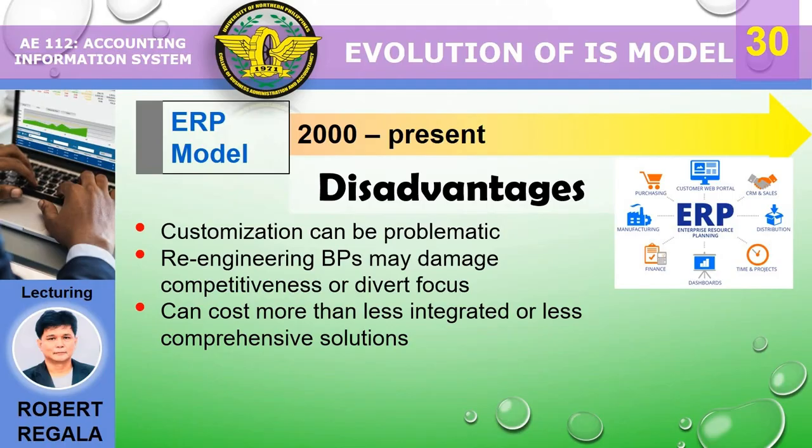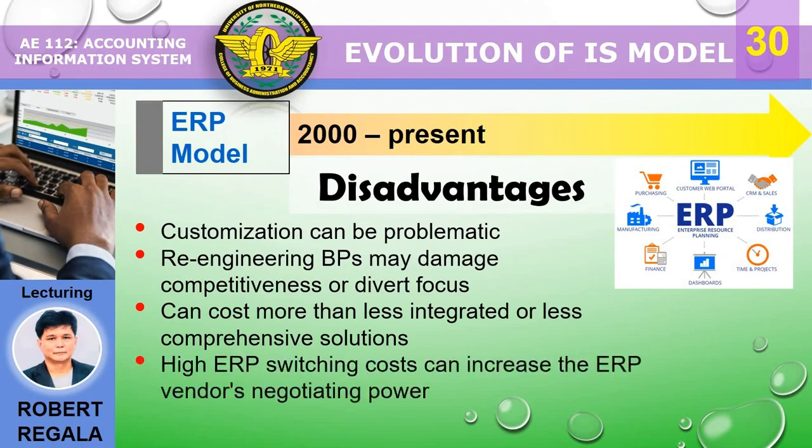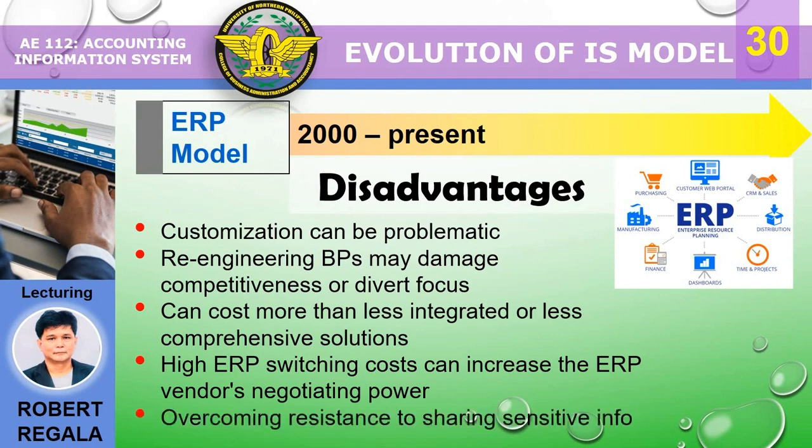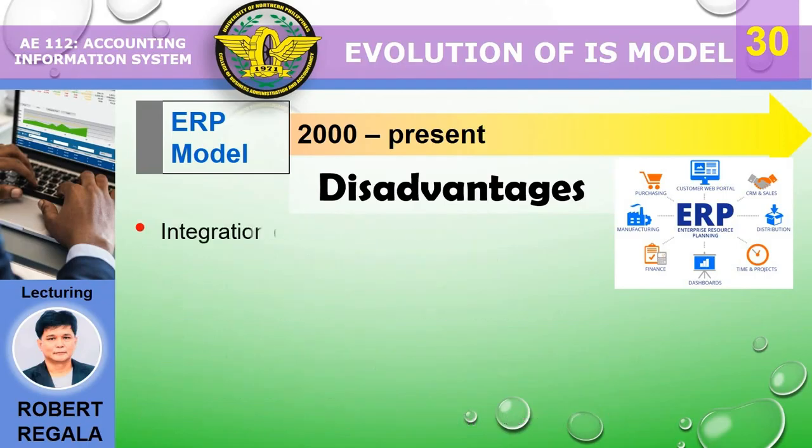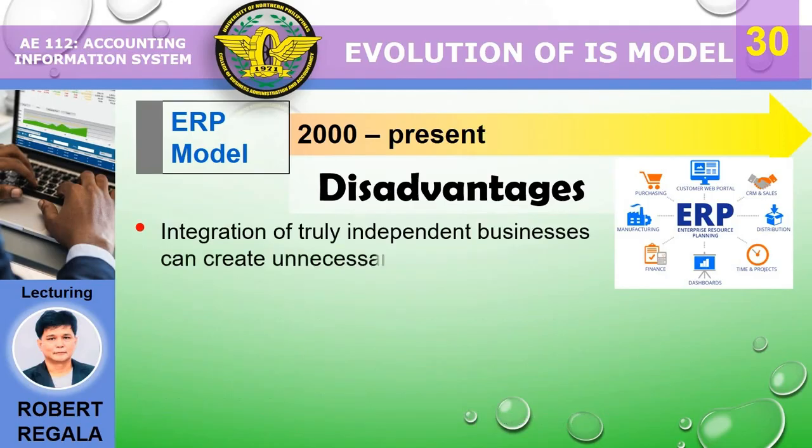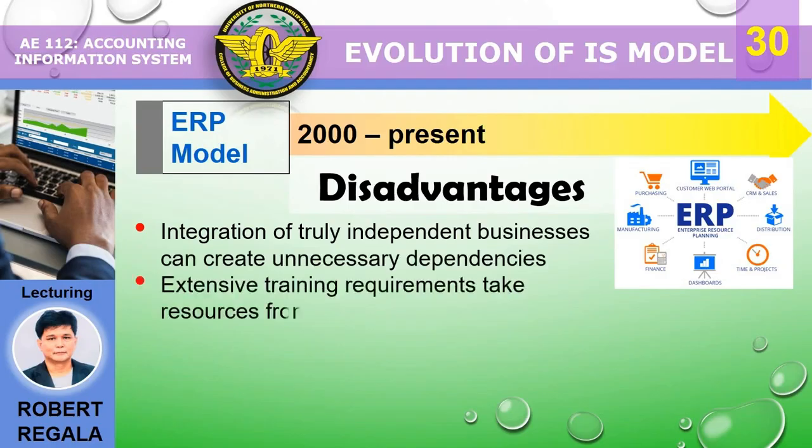3. ERP can cost more than less integrated or less comprehensive, but equally effective, solutions. 4. High ERP switching costs can increase the ERP vendor's negotiating power, which can increase support, maintenance, and upgrade expenses. 5. Overcoming resistance to sharing sensitive information between departments can divert management attention. 6. Integration of truly independent businesses can create unnecessary dependencies. 7. Extensive training requirements take resources from daily operations.